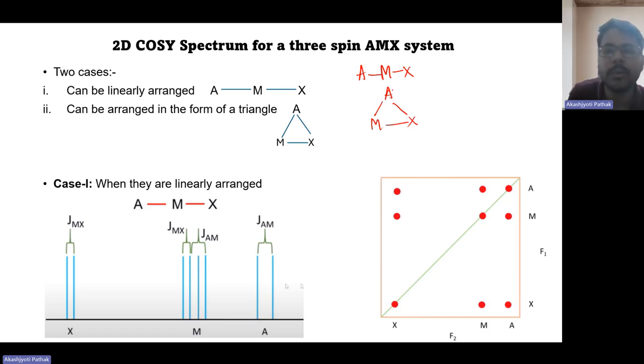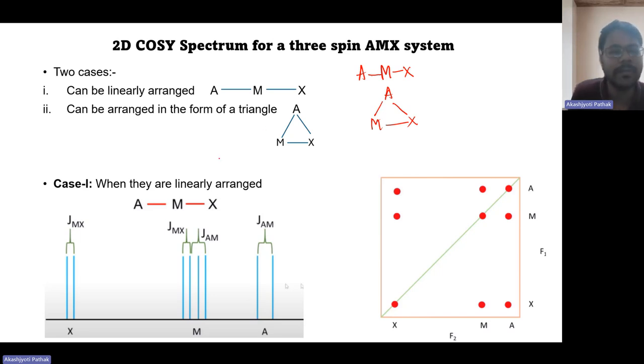In this system, what you see here is that this A spin is coupled to both M spin and X spin. Similarly, M spin is coupled to A spin and X spin. So in this system, each of these spins is coupled to two other spins. That is called a triangular AMX system.